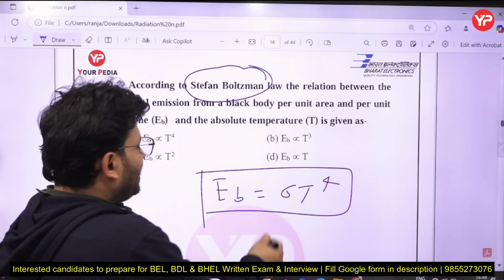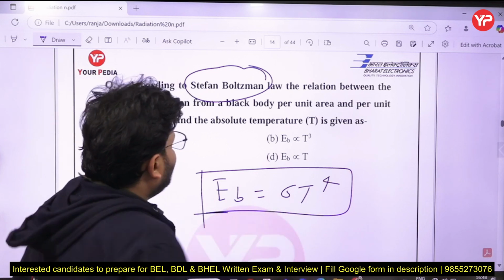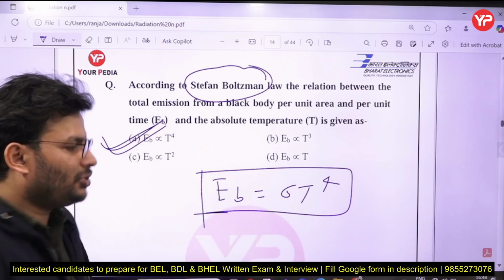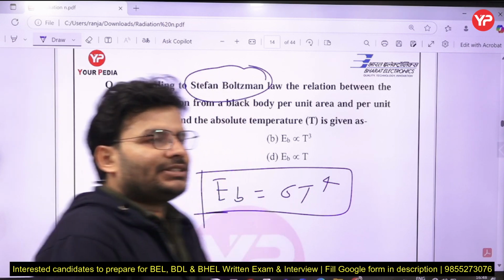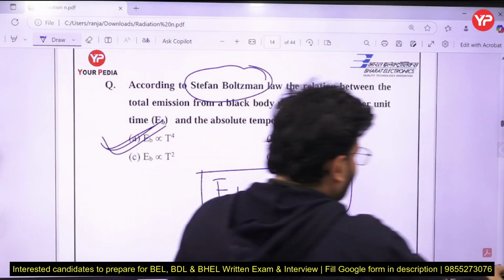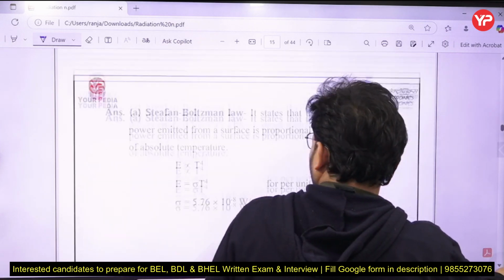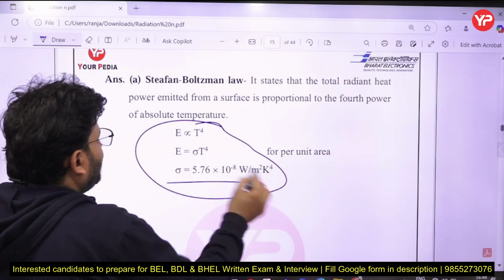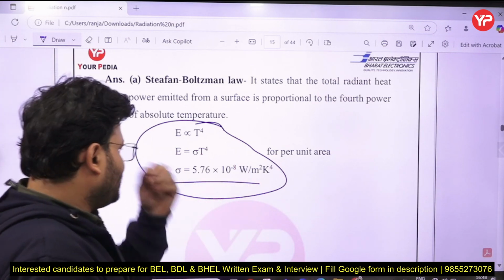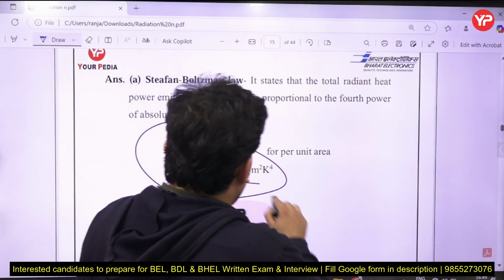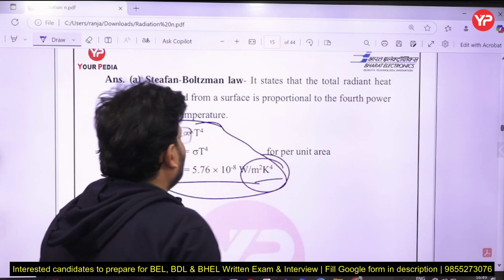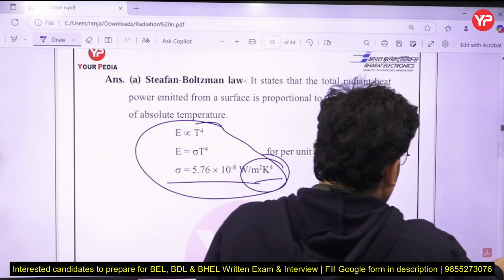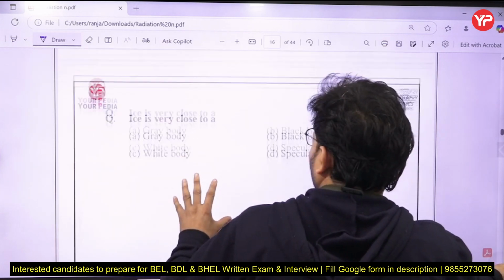Anybody can tell me? Try to remember the value. So here it is proportional to T to the power 4. Eb means basically for the black body, so that way we will get the answer, sigma T to the power 4. So emissive power is proportional to that. Try to keep in mind 5.67 times 10 to the power minus 8 watt per meter square Kelvin to the power 4. That question is also going to ask what is the unit of the Stefan-Boltzmann constant. So try to keep it in mind. In the exam that type of question is going to be asked.